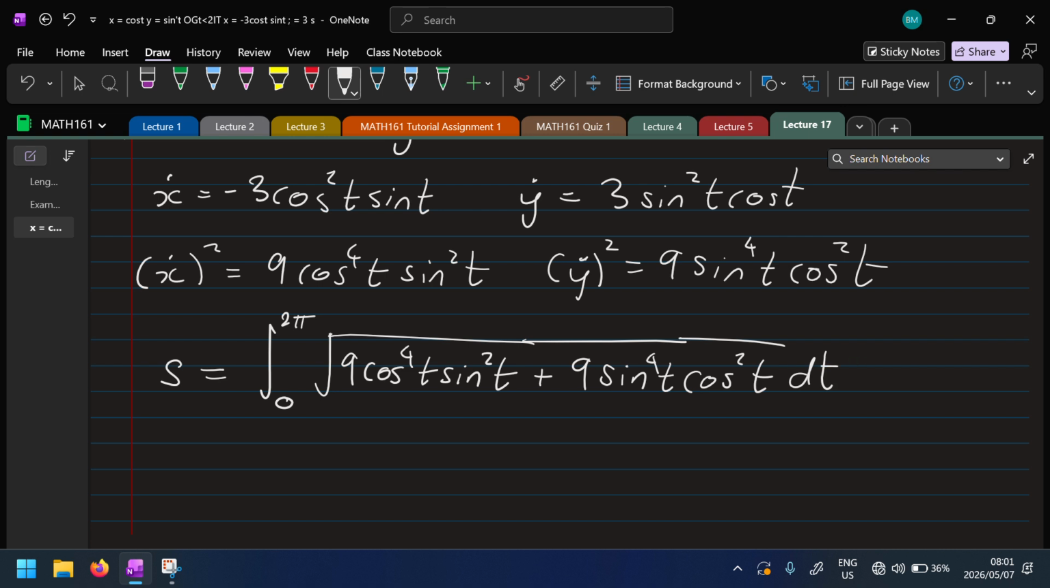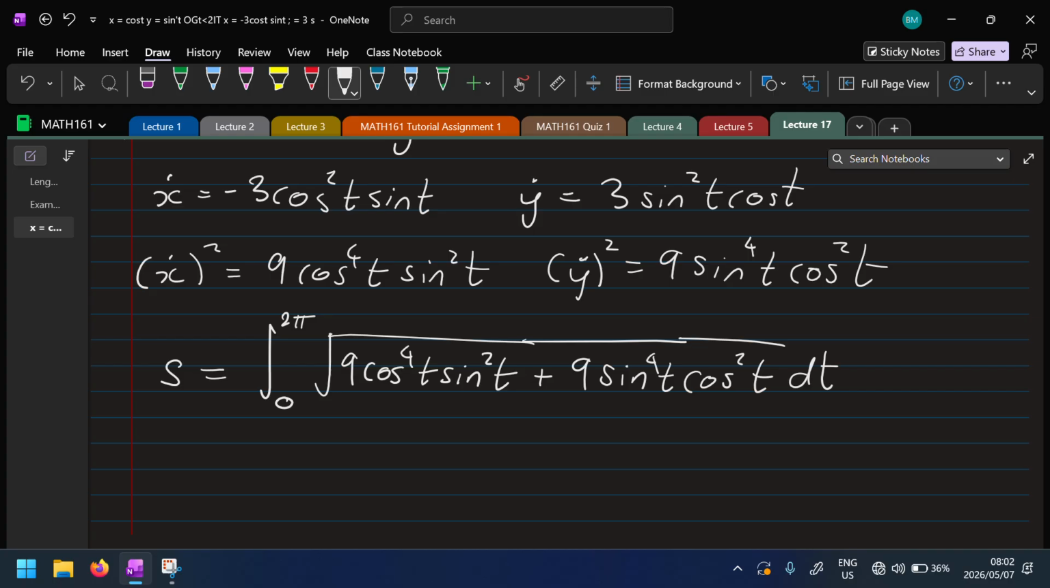Okay. And now this is a trig integral. From what we did last term. Quite complicated looking, but we can work it out. What can we do with this? Remember, always try to simplify first before you look at substitutions and all that. Common factor?